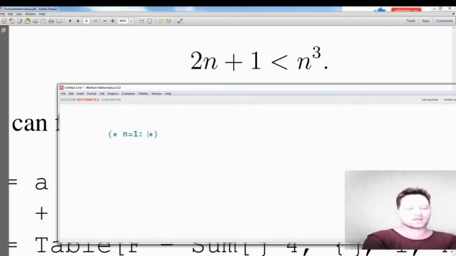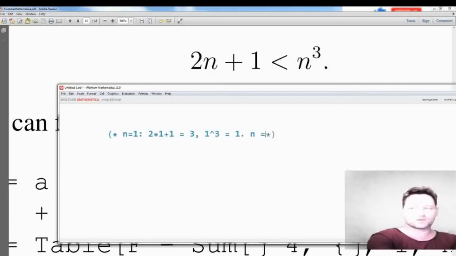Well, we sub in 2 times 1 plus 1, that's the left. Now that's equal to 3, isn't it? However, on the right, we have 1 cubed, which is 1. But 1 is not greater than 3, so it's not true for 1. Okay, so let's put a full stop.